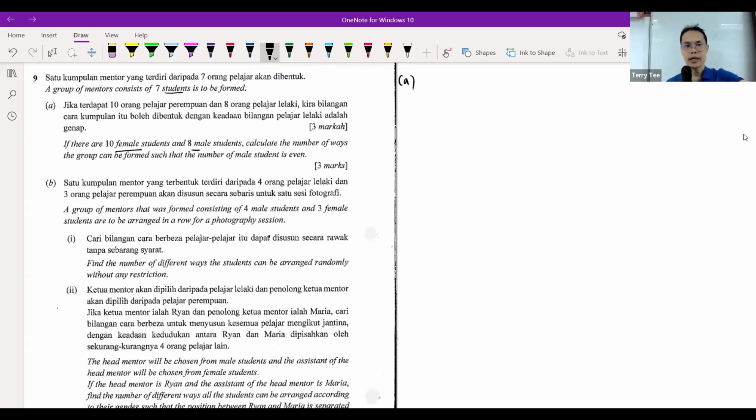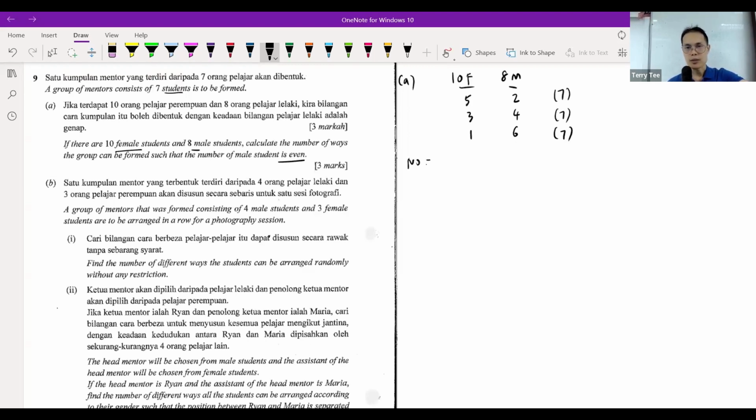So let's list out. We have 7 students to be chosen from 10 female and 8 male. You want the total to be 7, and you want the number of male students to be even. The smallest even number you can have is 2, then female you must have 5, so that the total is 7. You can have 4 male, then female you must have 3, so again your total is 7. If you have 6 male, then female must have 1, again so that your total is 7.